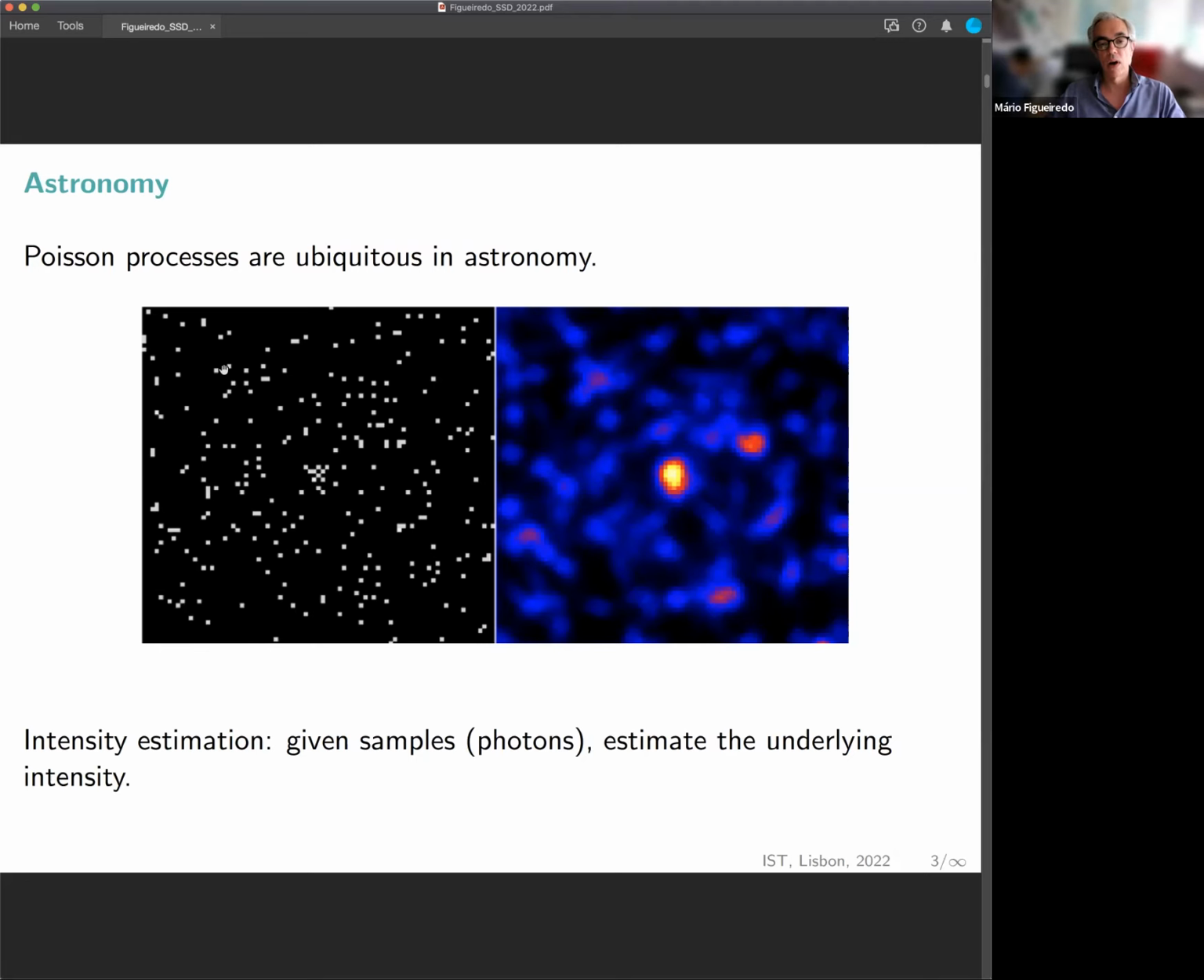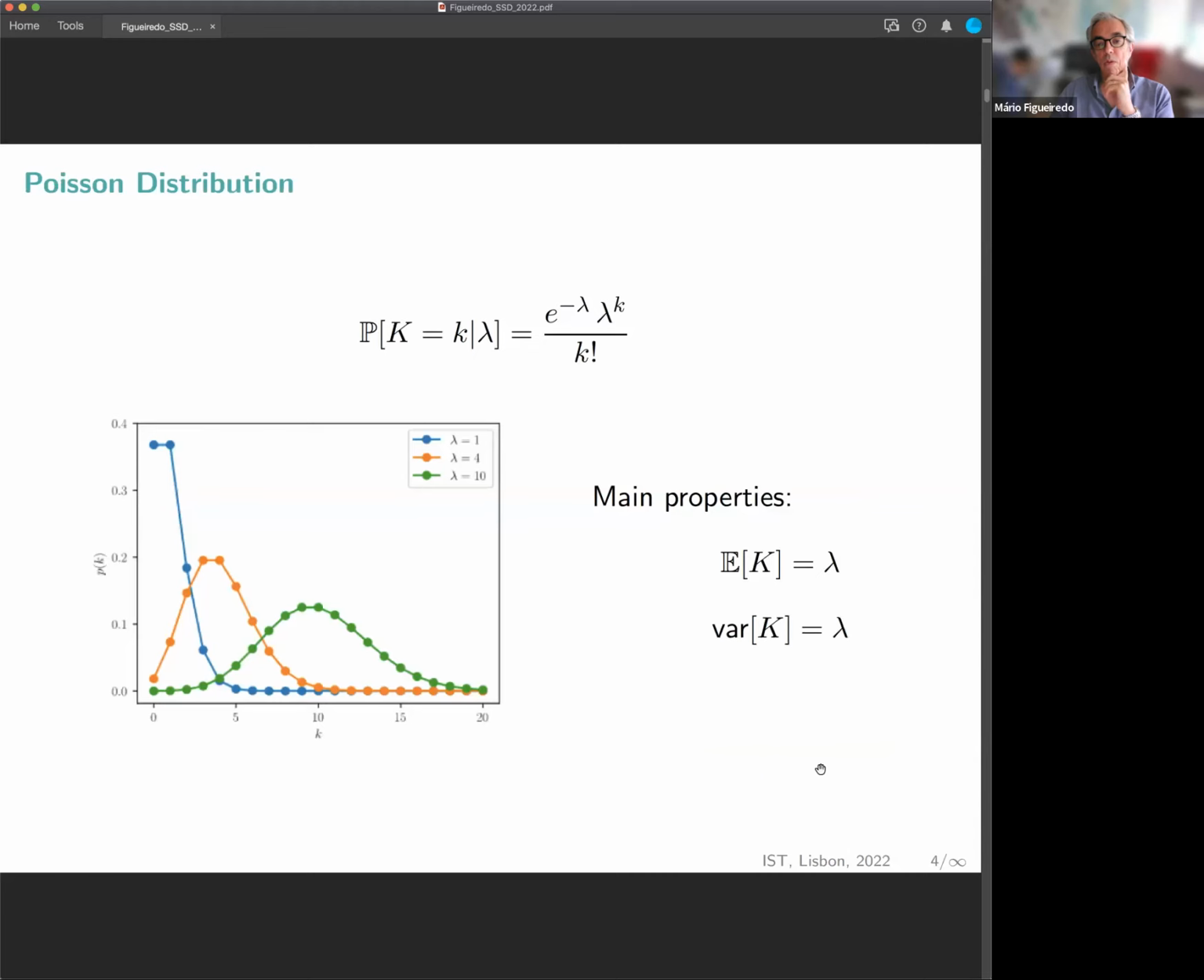This is very low count. Each white dot is a pixel. So this is an image. The black pixels are 0 photons, no photon arrived. The white pixels had 1 photon. And the goal is to come up with this intensity. Of course, there's more to this, and I'm not going to talk about astronomical imaging. But again, the goal is the same. You have an intensity estimation problem: you're given photons, and you want to estimate the underlying intensity of the process. So what do you mean by intensity?